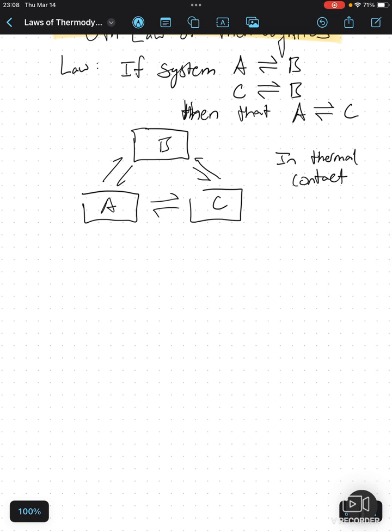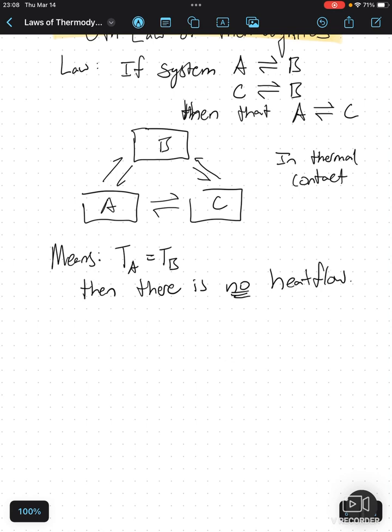But what would this mean? Well, this means that if two objects are the same temperature, therefore TA is equal to TB, so system A is equal to system B in temperature, then there is no heat flow. No heat flow at all.